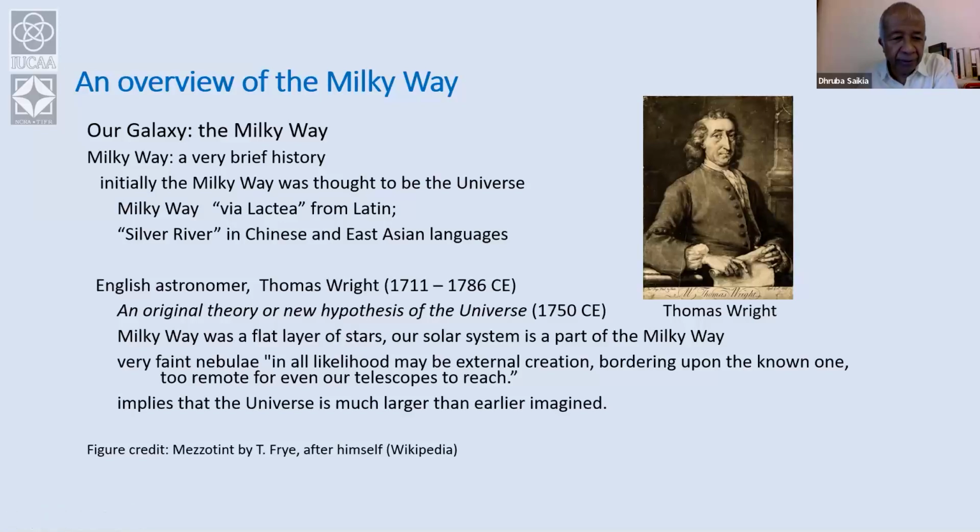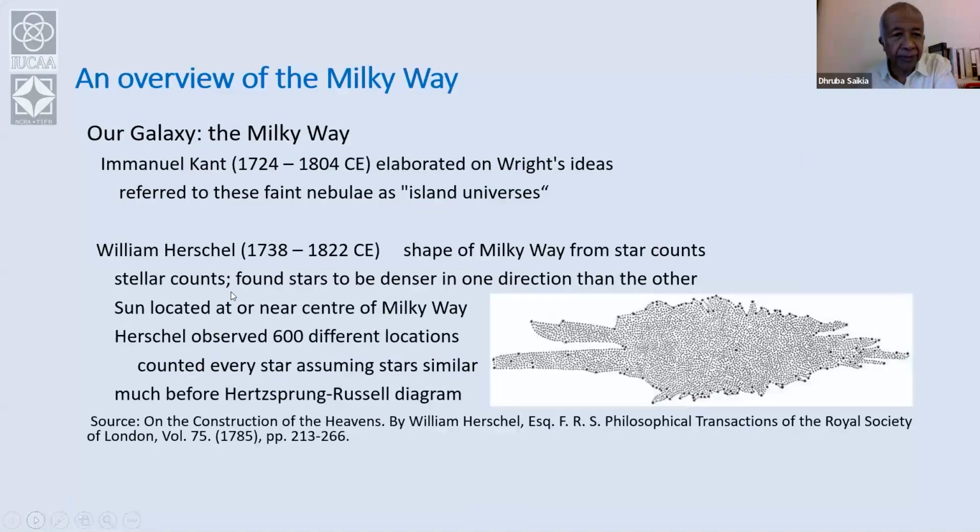And he speculated that very faint nebulae, in all likelihood, may be external creation, bordering upon the known and too remote for even our telescopes to reach, which implies that the universe is much larger than imagined. And drawing upon the early speculation by Thomas Wright, his contemporary, the philosopher Immanuel Kant, referred to these faint nebulae as island universes. But the debate was not settled whether they were indeed island universes like our own, external to our galaxy, or whether they were within our galaxy.